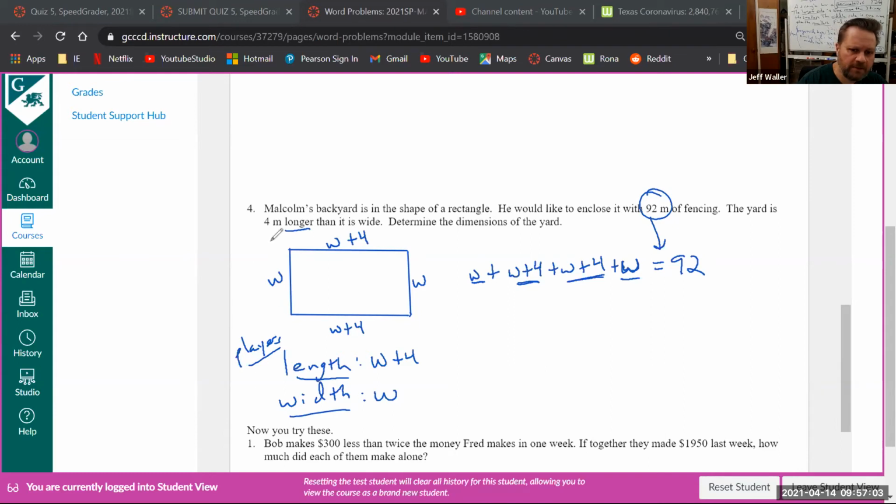The biggest mistake I see on this kind of problem is somebody looks at this, they don't write any of this down. They say, oh, 4 longer than the width equals 92. There we go. That is very obviously wrong. You guys agree with me?